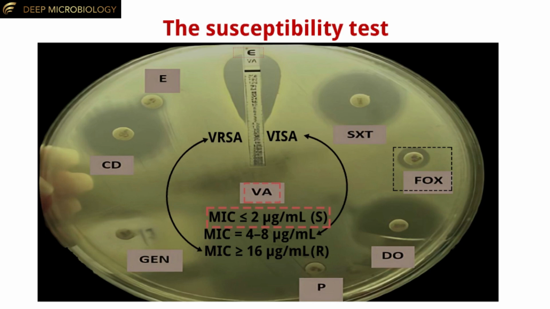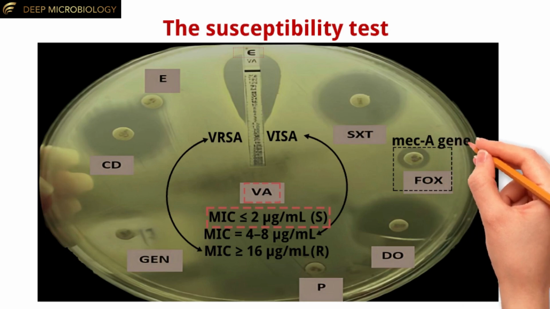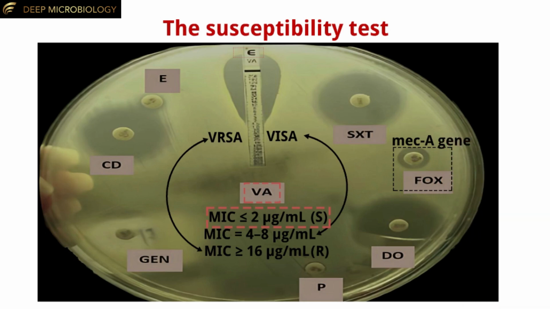Because it is considered a better inducer of mecA gene expression than oxacillin or methicillin, and gives clearer endpoints, and is easier to read than tests with oxacillin. The organism here is resistant to cefoxitin, which indicates that it is MRSA.